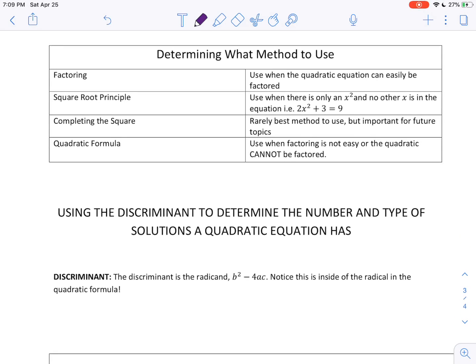Completing the square, we just recently learned, we know that that's not the easiest method to use, but it is important for you to understand it because we're going to use that in the upcoming lessons when we start graphing conics. And then lastly, we're learning the quadratic formula, and that's good to use when factoring isn't very easy or your quadratic cannot be factored. You have to use the quadratic formula.